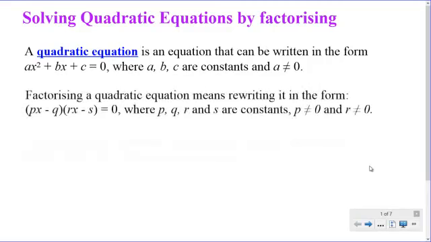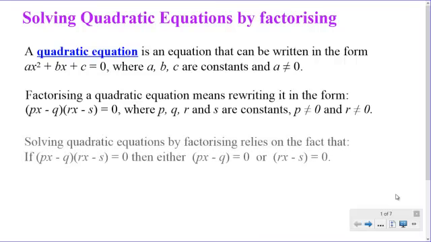Factorising a quadratic equation means rewriting it in the form (px minus q) times (rx minus s) equals 0, where p, q, r and s are constants, p is not equal to 0 and neither is r. Solving quadratic equations by factorising relies on the fact that if (px minus q) times (rx minus s) equals 0, then either px minus q equals 0 or rx minus s equals 0.